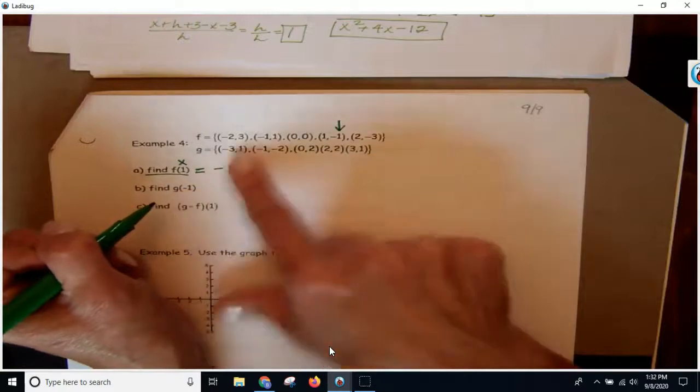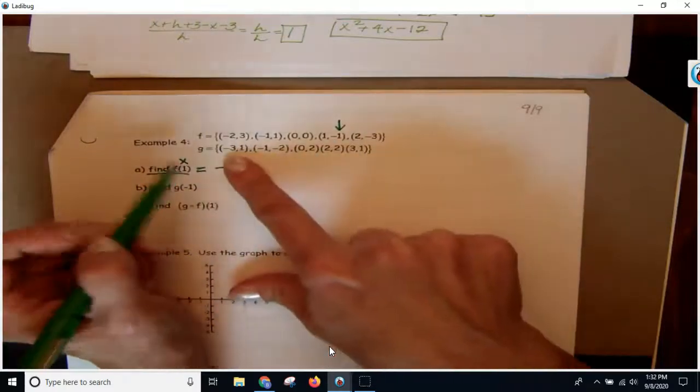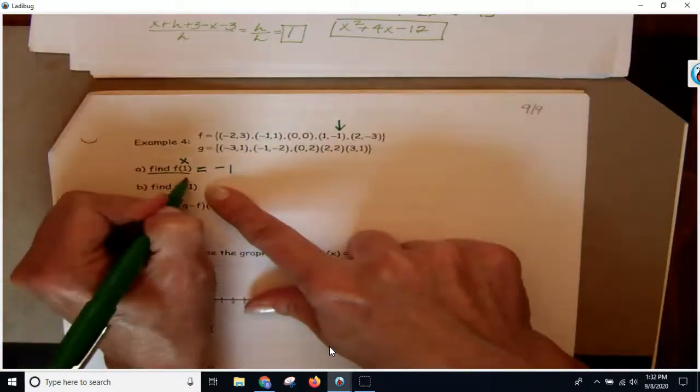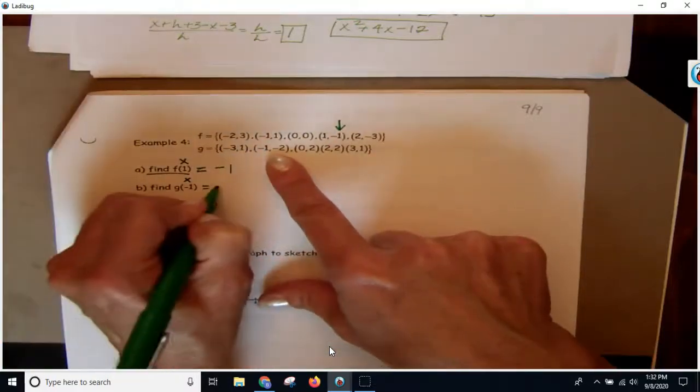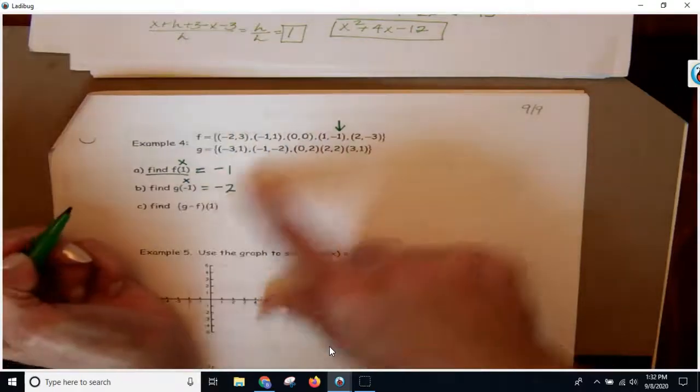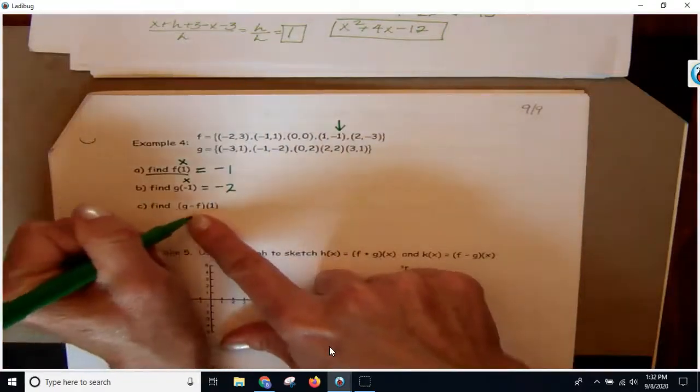Find g of negative 1. Well, I'm going to look at g now. I'm looking at my x values where x is negative 1 in my g function. And I see it's negative 2. But here it's saying find g of f of 1.